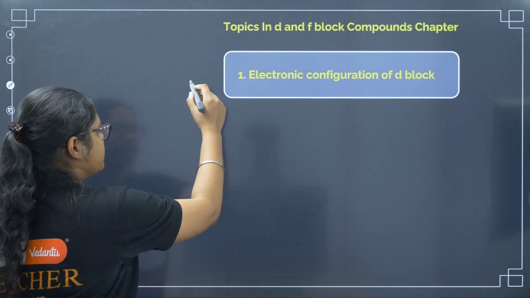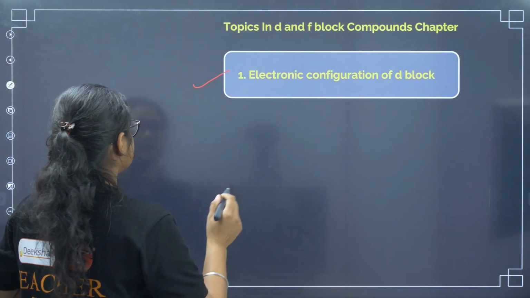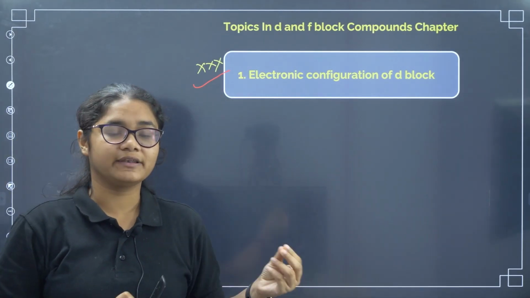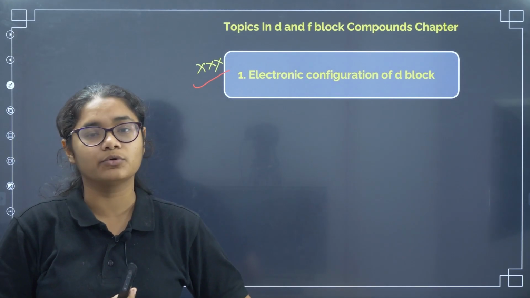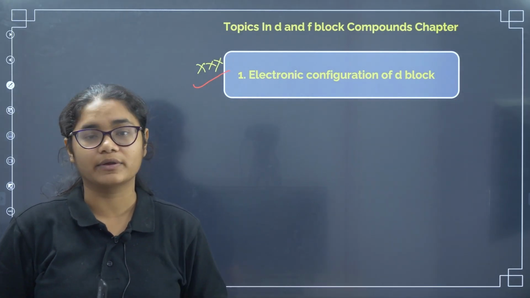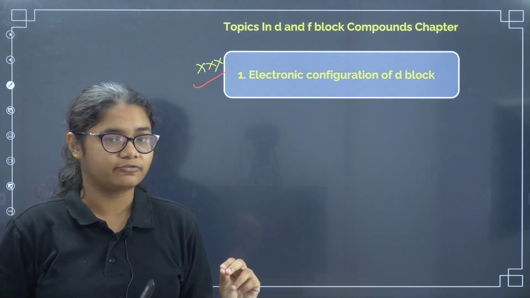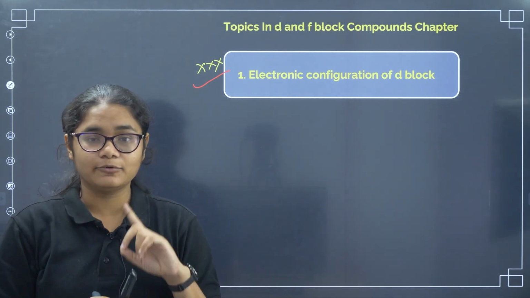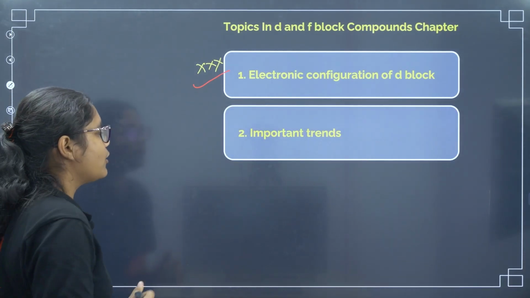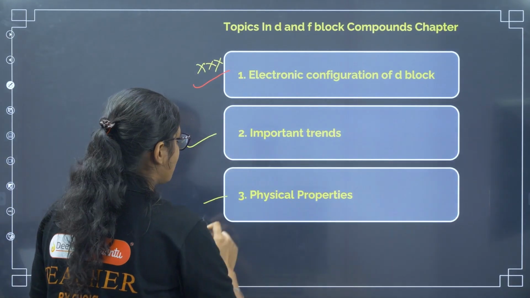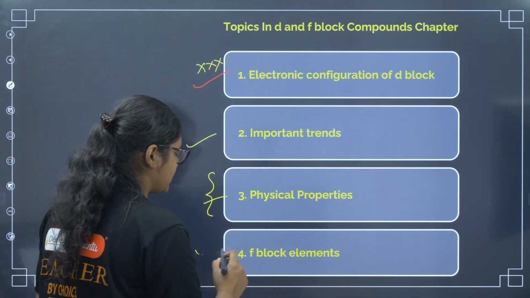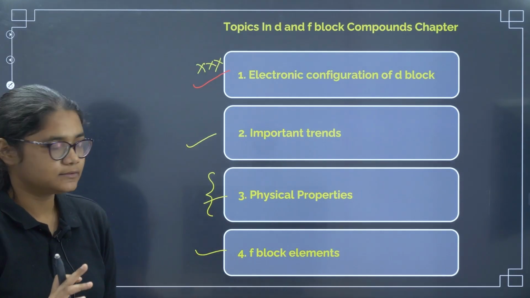What are the topics? First, electronic configuration. This is very, very important. Without doing the electronic configuration, you cannot solve even a single easy question from this chapter. You need to know the magnetic property, you need to determine whether it is colored or colorless. Everything you can do only if you know the electronic configuration, right? So please remember scandium to zinc, all the electronic configurations, very, very important. Next, we will discuss important trends, then physical properties and the reasons for these physical properties, and then we will discuss the f block elements.